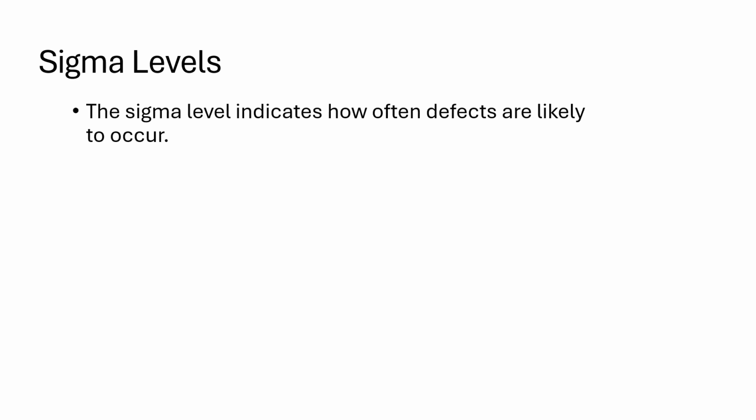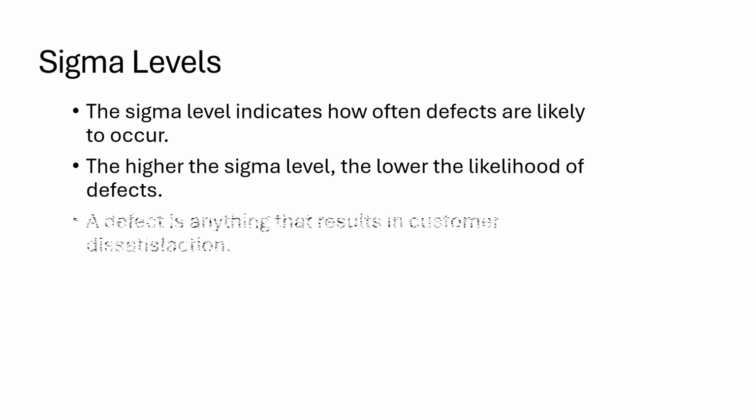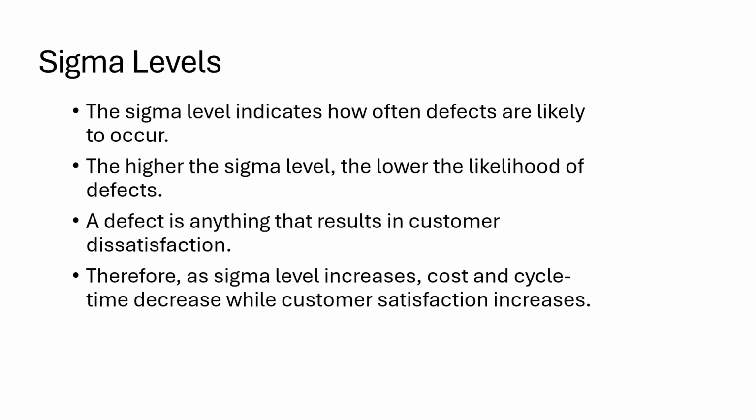Let's now look at Sigma levels. The Sigma level indicates how often defects are likely to occur. The higher the Sigma level, the lower the likelihood of defects. A defect is anything that results in customer dissatisfaction. Therefore, as Sigma level increases, cost and cycle time decrease while customer satisfaction increases.